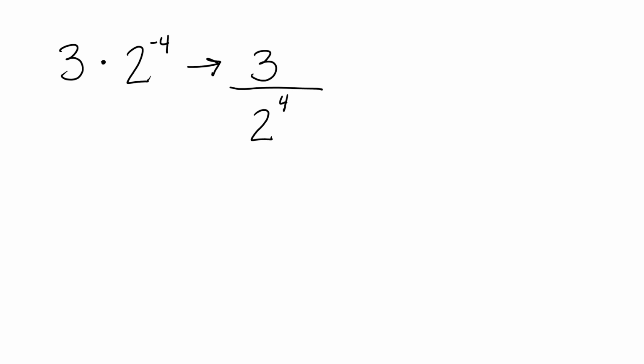For our next example, we're going to do 3 times 2 to the -4th. Again, the base number with the negative exponent goes on the bottom, and it changes into a positive exponent. Anything else left in the problem gets moved to the numerator on top. All that's left is our 3, so that's what stays on top.